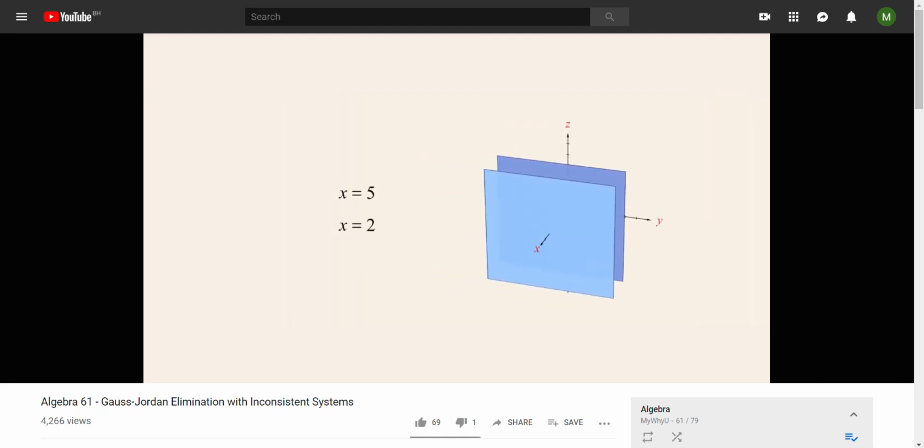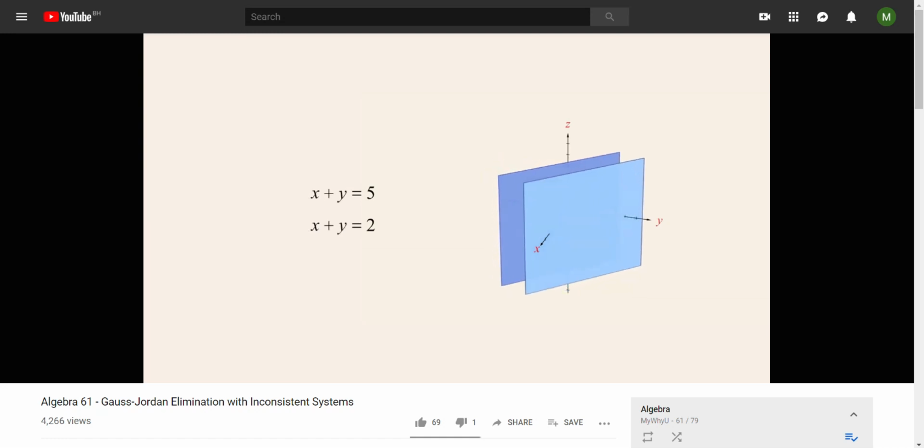Notice that both equations have the same x coefficient of 1, but the constants in the equations are different. Now let's make the equations a bit more complicated by adding a y term. These equations still describe parallel planes, and just as before, the variable coefficients are the same in both equations, while the constants are different. In fact, any two equations whose coefficients are the same but whose constants are different will describe parallel planes.